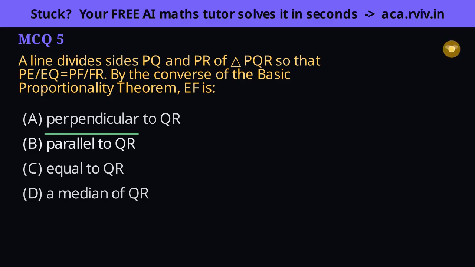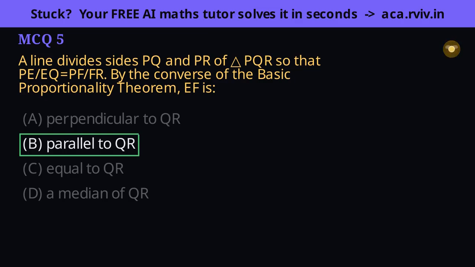Rule out the rest. Perpendicular confuses parallel with right-angled, a completely different relationship, equal to QR talks about length, which the ratio says nothing about. A median would need EF to hit a midpoint, which equal ratios don't guarantee unless the ratio is 1. Only parallel is what the converse actually delivers.